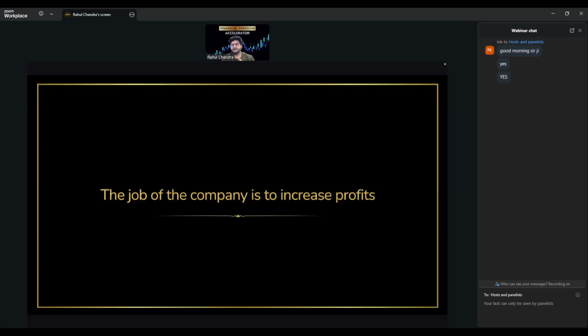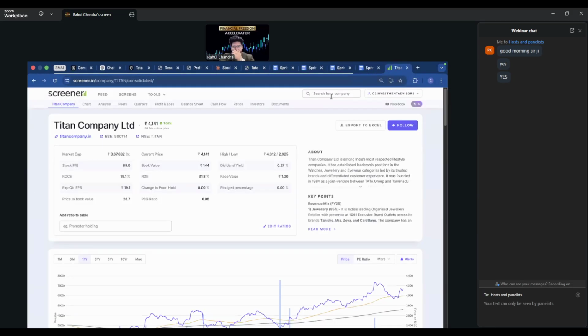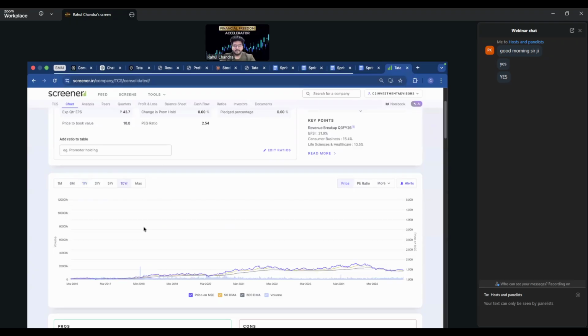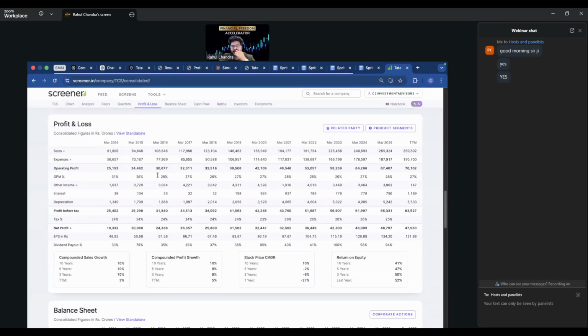Why do I say that? Why do I say that? Let's look at an example, right? Let's look at an example. Let's go to screener. Okay. And let's look at Tata Consultancy Services. Okay. Now, let's look at the P&L, okay, of Tata TCS. What is the profit in 2014?